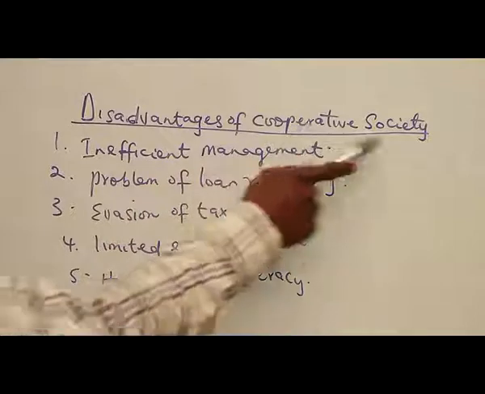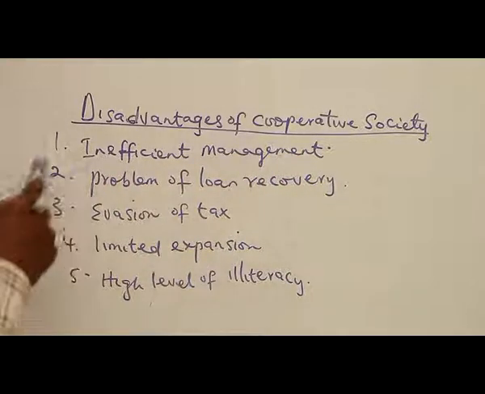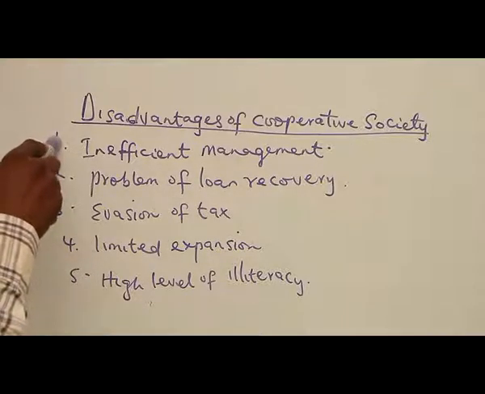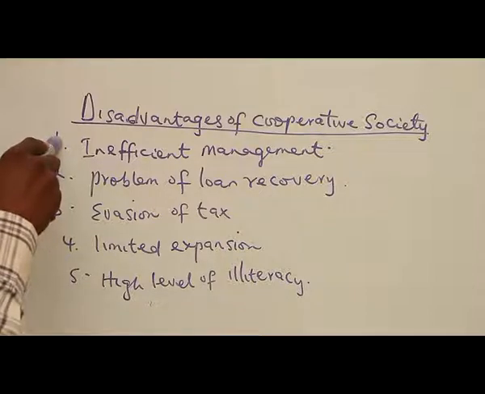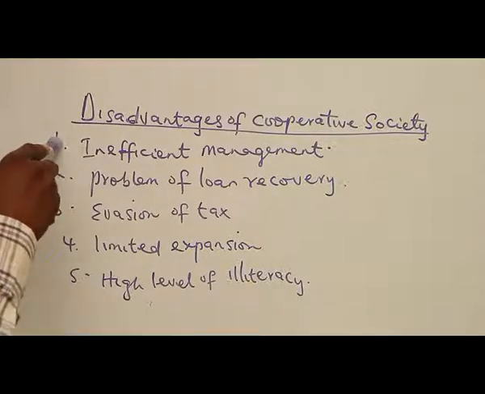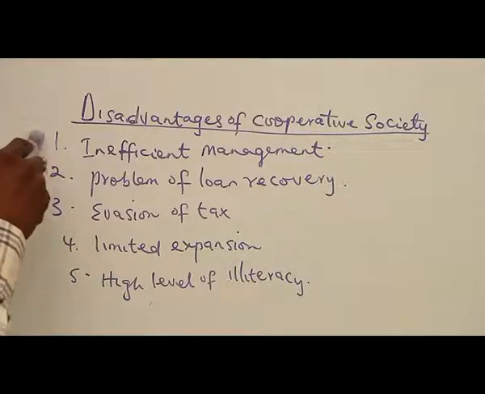Disadvantages of cooperative society. Number 1, inefficient management. There is an element of inefficiency in cooperative society, inefficiency in the area of management. Most people being elected into this committee do not have experiences that they can use toward managing the society. So in cooperative society, they encounter this problem, inefficient management.